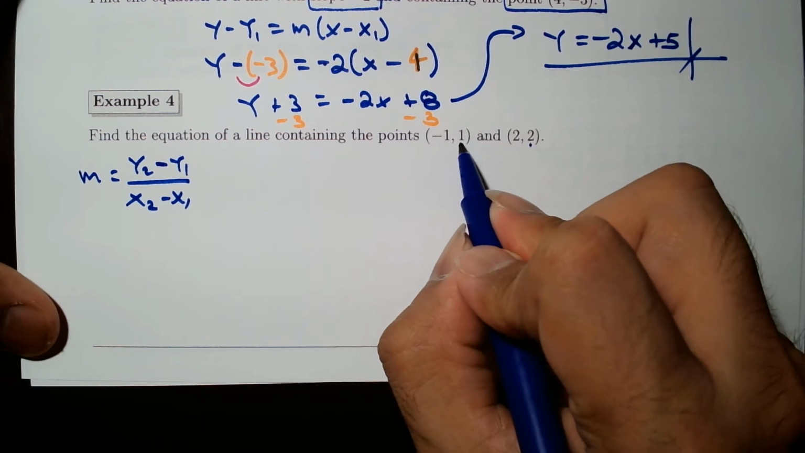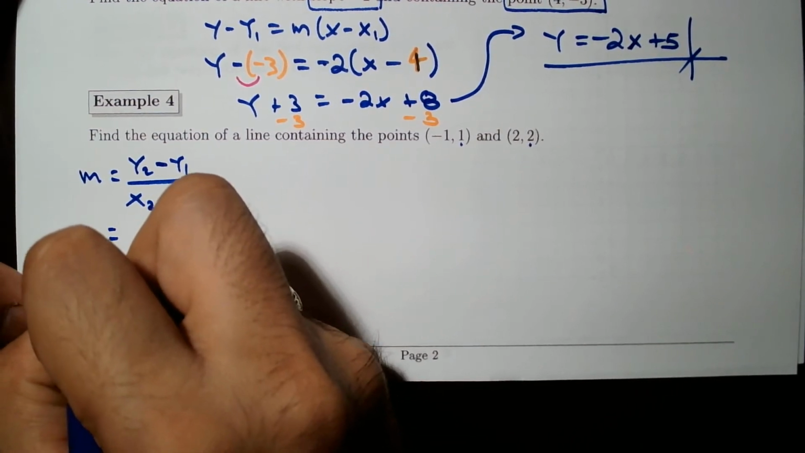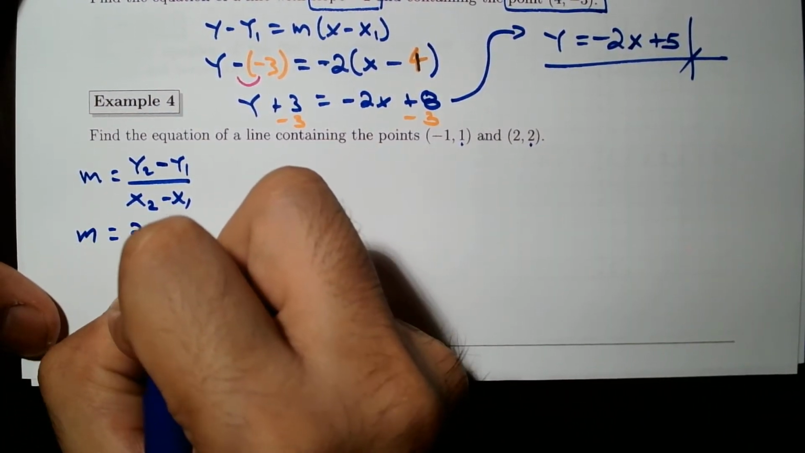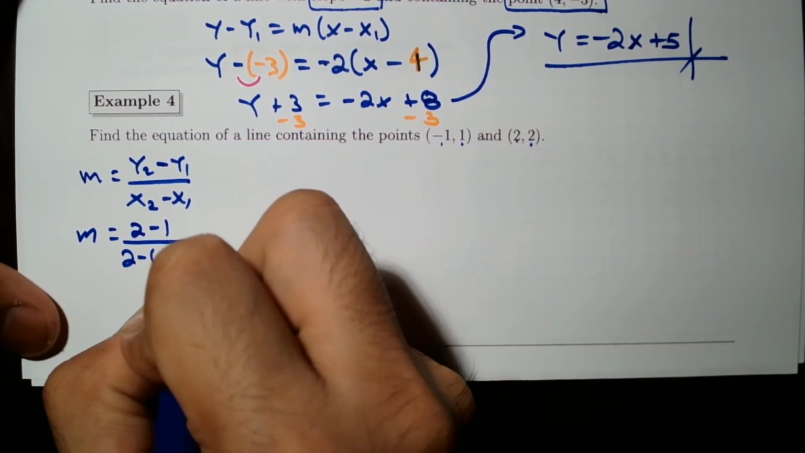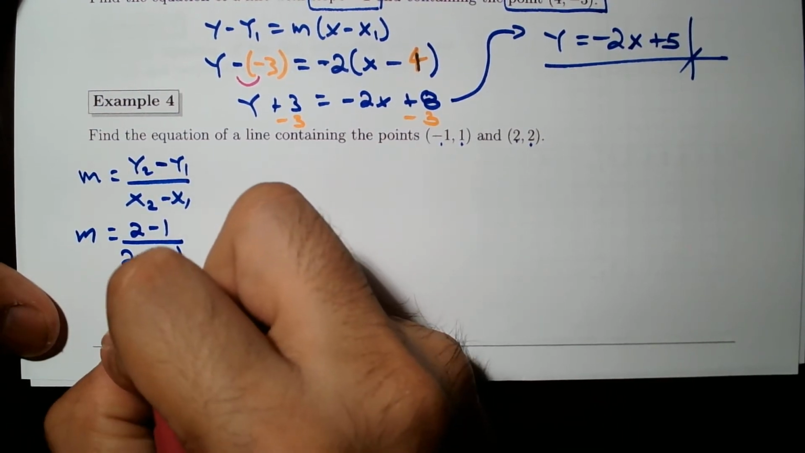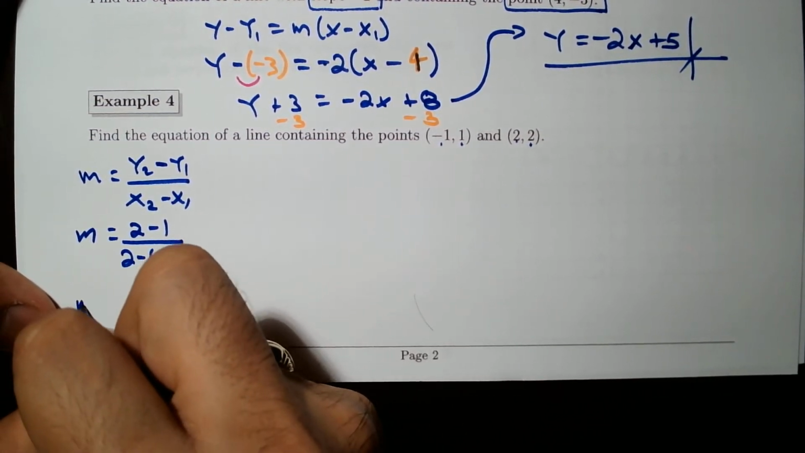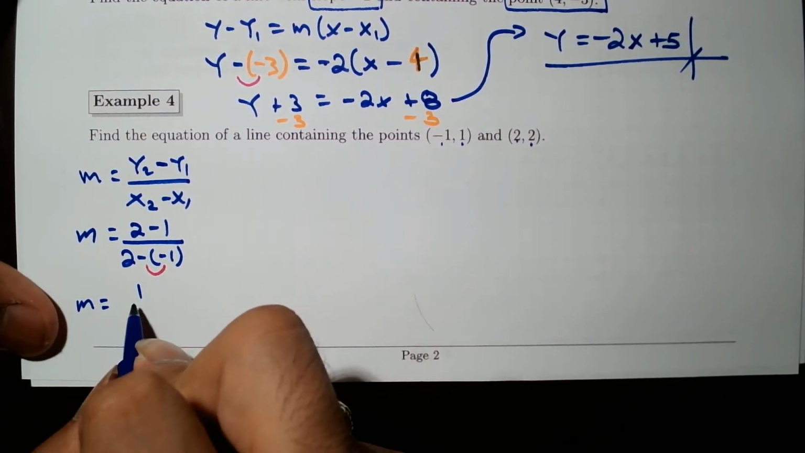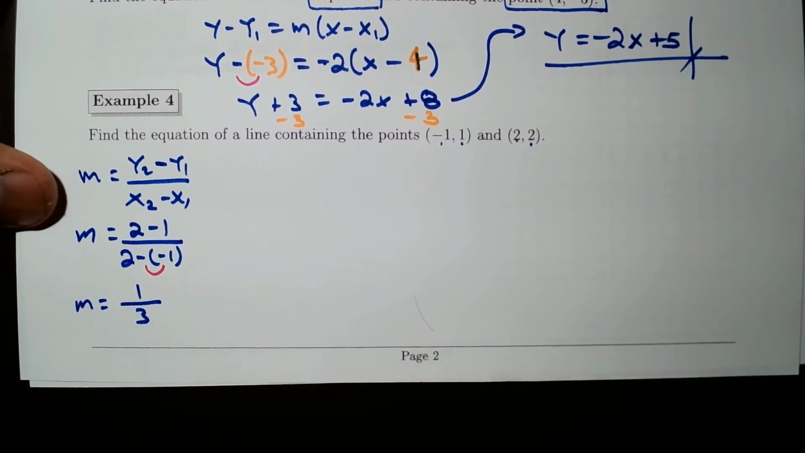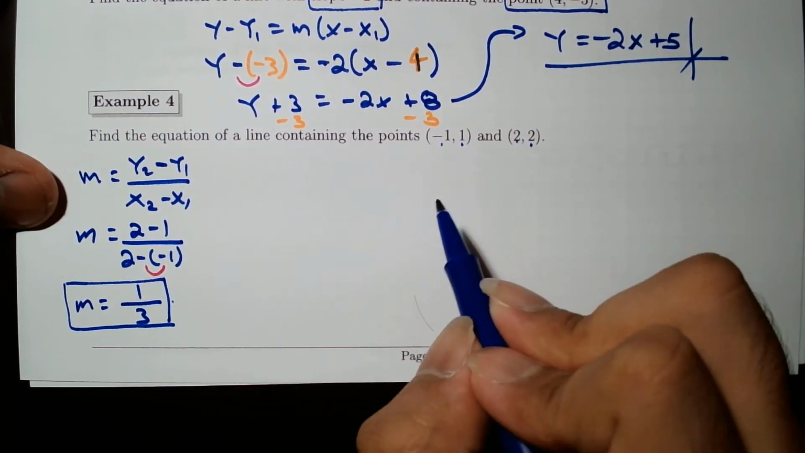So y2 minus y1 will be 2 minus 1, divided by 2 minus negative 1. So in this case, this will be positive 2 minus 1, which is 1, and this is really a plus, 2 plus 1 will be 3. So we are going to have the slope of 1/3, and then from there use the slope and any of the points to find the equation of the line.